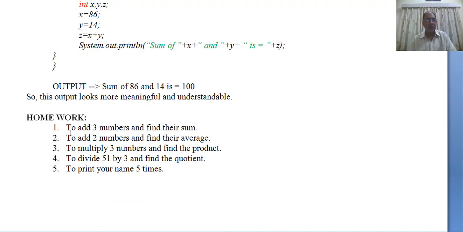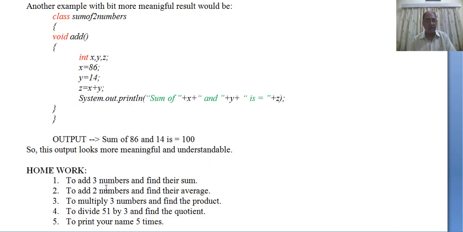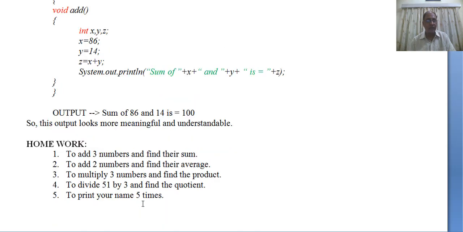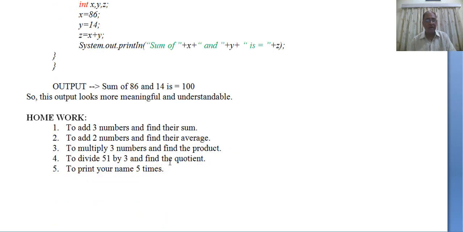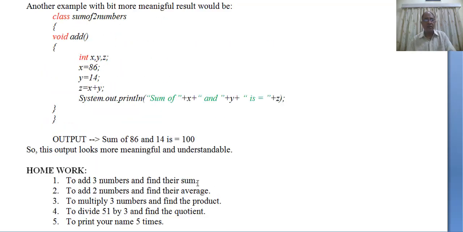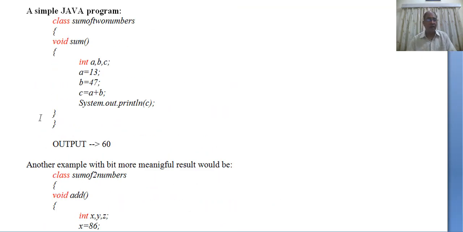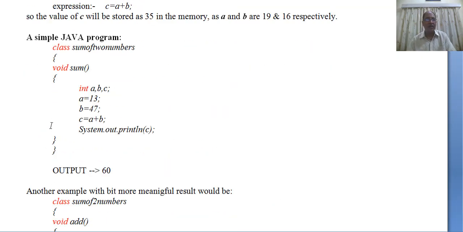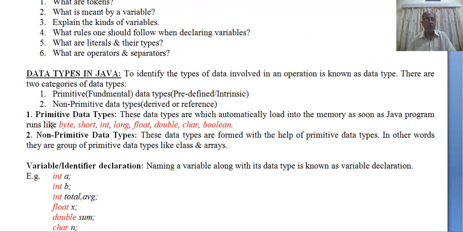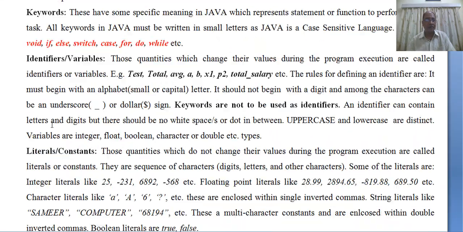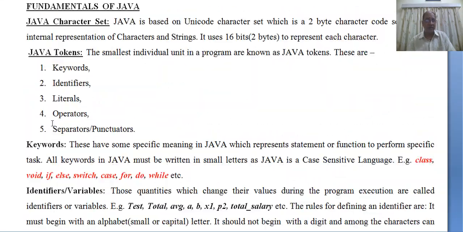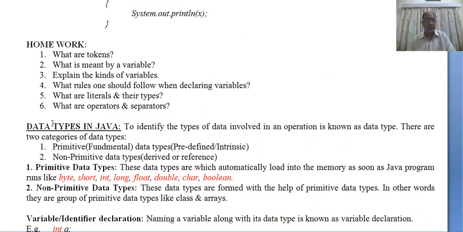Now homework, you will do these programs at your home. Try out these programs by looking at these examples here: to add three numbers and find their sum, to add two numbers and find their average, to multiply three numbers and find the product, to divide 51 by 3 and find the quotient, to print your name 5 times. So this is the topic and we end here. I hope you must have understood both the topics, that is the fundamentals of Java and the data types in Java.